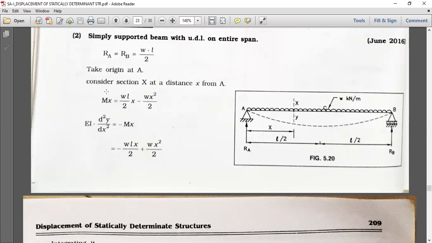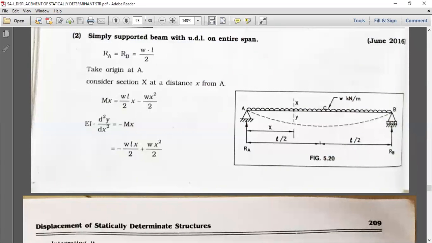Take origin at A. Consider section X at a distance X from A. Let us first take a beam AB, simply supported at one side and roller supported at the second. Total length of beam is L. Loading is W kilonewton per meter as a uniformly distributed load.